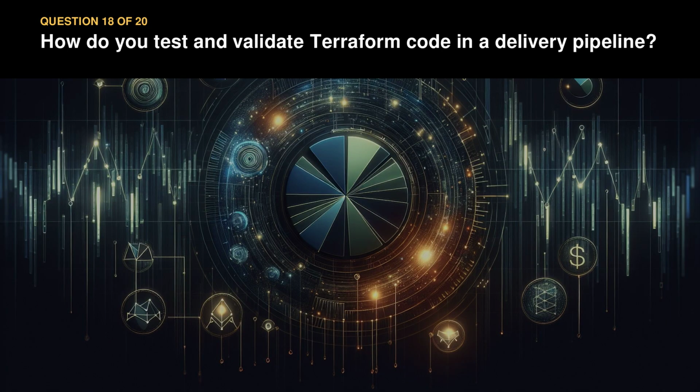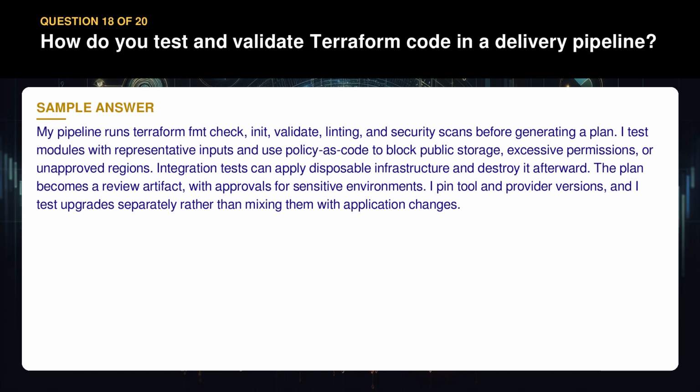Question 18. How do you test and validate Terraform code in a delivery pipeline? My pipeline runs terraform fmt check, init, validate, linting, and security scans before generating a plan. I test modules with representative inputs and use policy as code to block public storage, excessive permissions, or unapproved regions. Integration tests can apply disposable infrastructure and destroy it afterward.